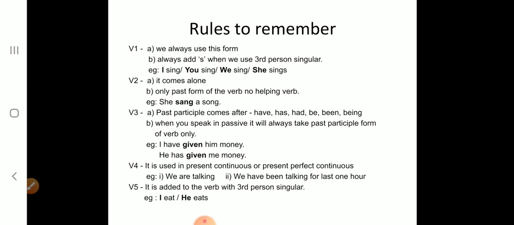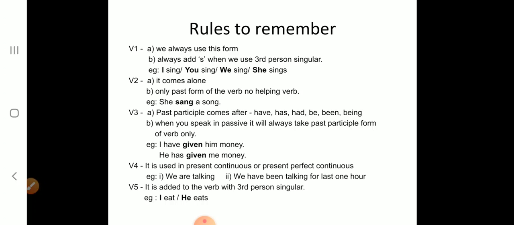V4 form of verb. It is used in present continuous or present perfect continuous. For example, we are talking. Now this sentence is in present continuous tense. And in the second sentence, we have been talking for last 1 hour, which means that we started to talk 1 hour before and we are still continuing to talk. So the sentence is in present perfect continuous.